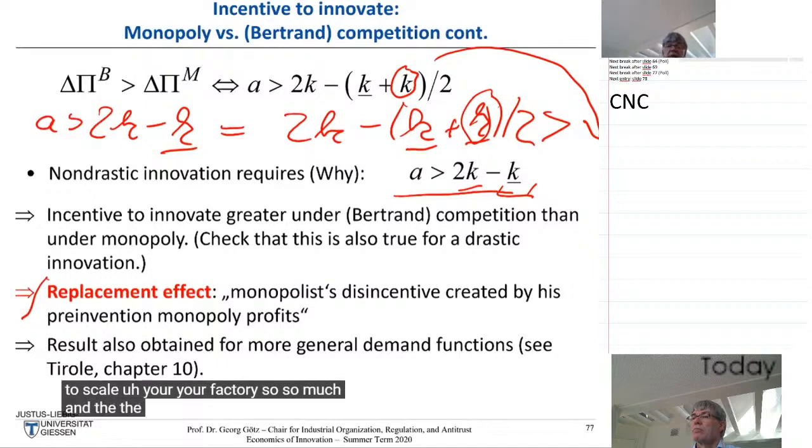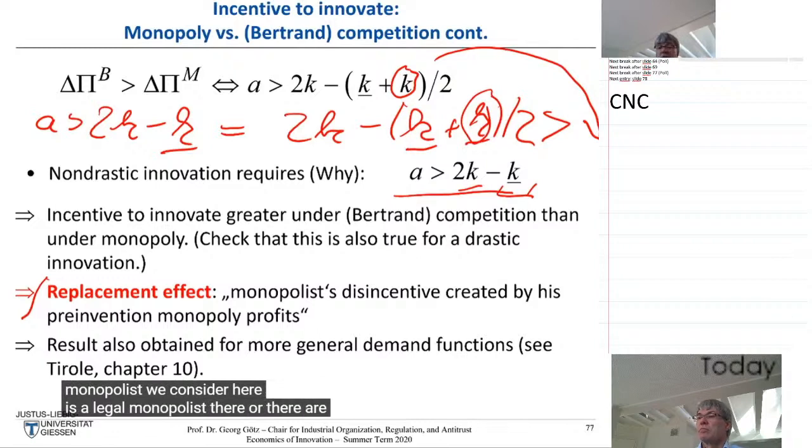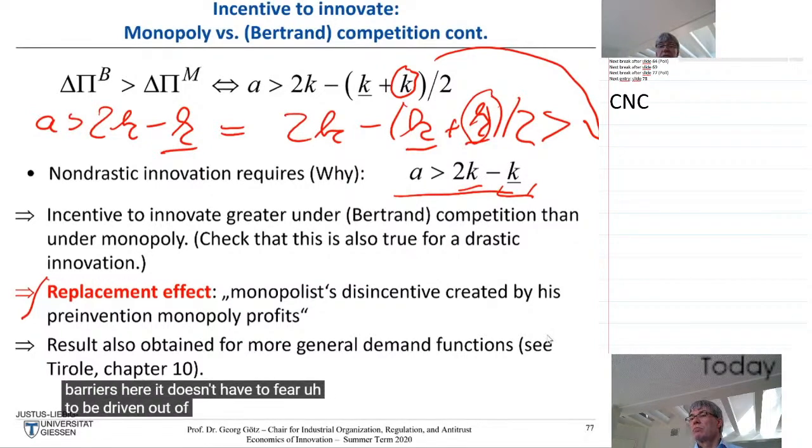And the second point is that the monopolist we consider here is a legal monopolist. There are other entry barriers here. It doesn't have to fear being driven out of the market. So why should it invest a lot? Okay, so that typically doesn't give rise to creative destruction, and he or she doesn't have to be afraid of that. And that result changes quite dramatically if we allow for the threat of entry.